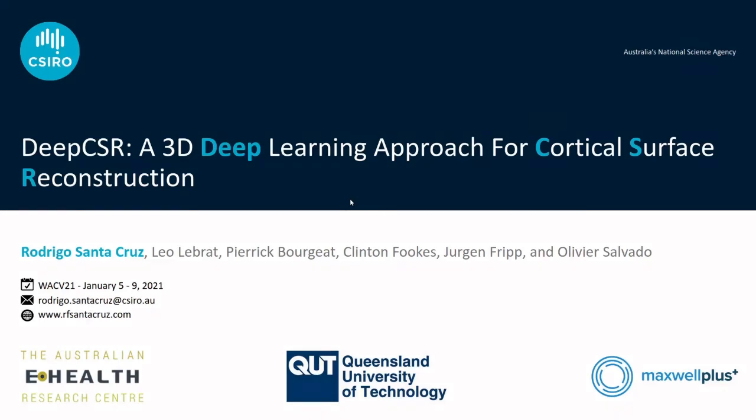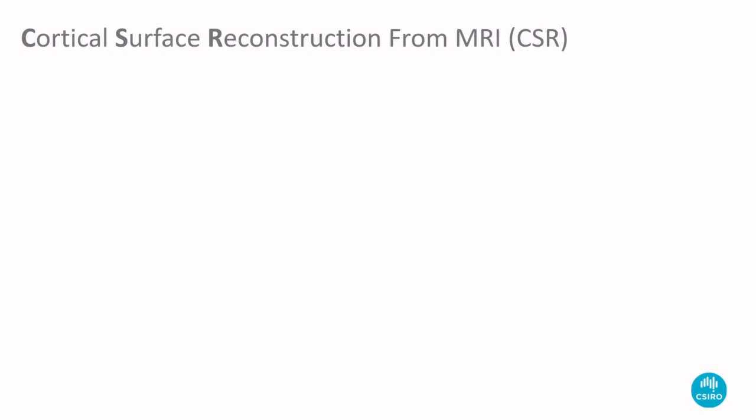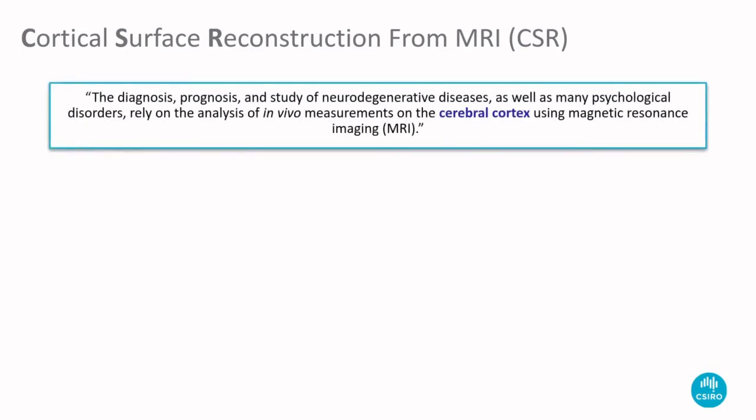Hi everyone, I am Rodrigo Santa Cruz and today I will present our work DeepCSR, a 3D deep learning approach for cortical surface reconstruction. Cortical surface reconstruction is a well-known task in medical imaging and it plays a central role in the study of neurodegenerative diseases like Alzheimer and Parkinson.